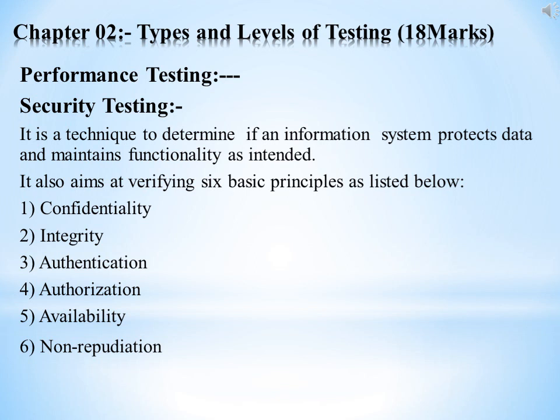Chapter number 2nd, types and levels of testing, then security testing. It is a technique to determine if an information system protects data and maintains the functionality as intended. Security means you have to prevent bugs and viruses in your system. So this technique is used to determine whether an information system protects the data and maintains the functionality in your system. It also aims at verifying the 6 basic principles as listed.